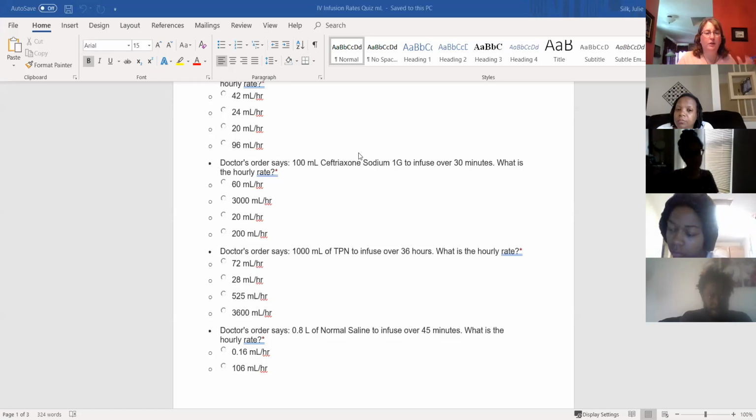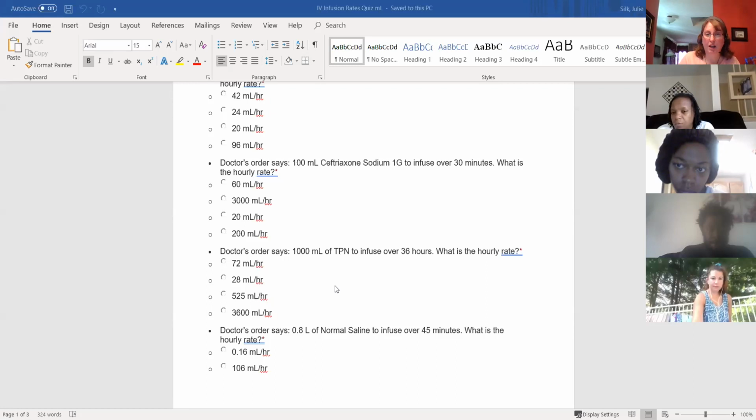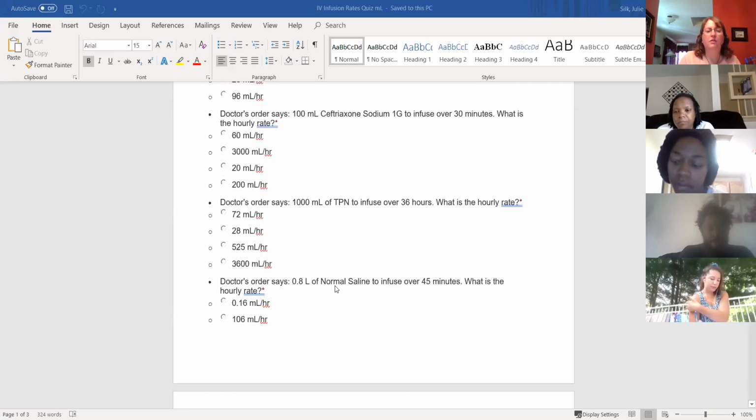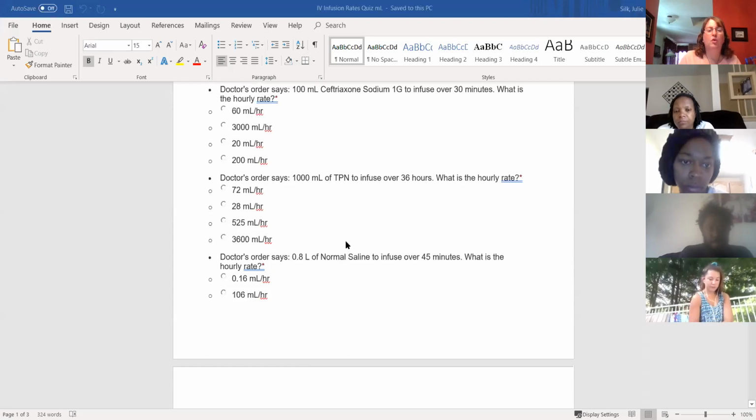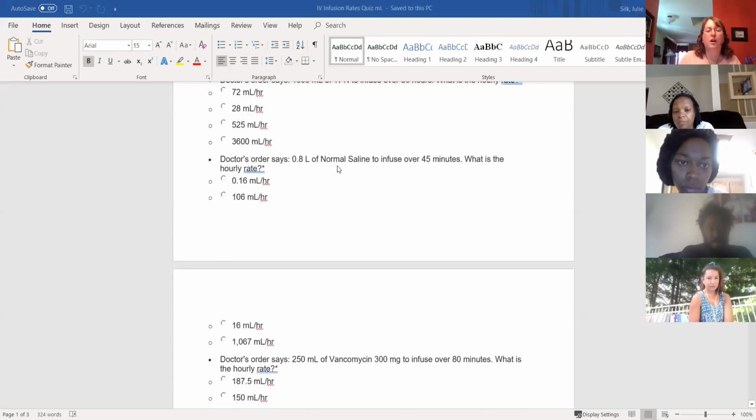Okay, let's take a look at these real quick. So for this one, the TPN one, we have 1,000, that's our volume. So we're taking that and dividing it by 36. So what do you get for that? 28. So real easy. Then when you do this one you have to do a little bit of converting.